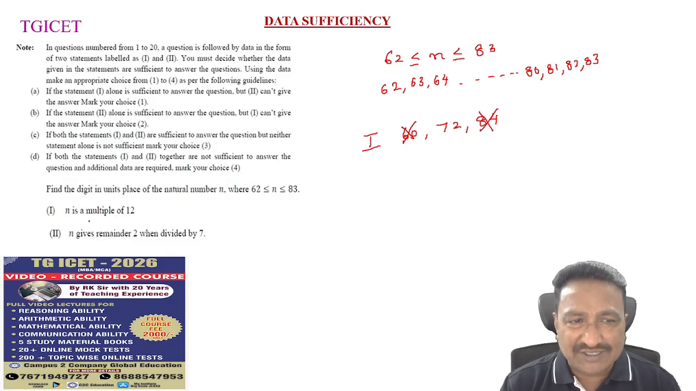So according to the first statement, n is a multiple of 12 means we can get only one number, that is 72. Now in this 72 we have to decide what the units place digit is. So according to the first statement, the units place digit is 2. So according to the first statement we can find the answer. So the answer for this question is choice 1, friends.